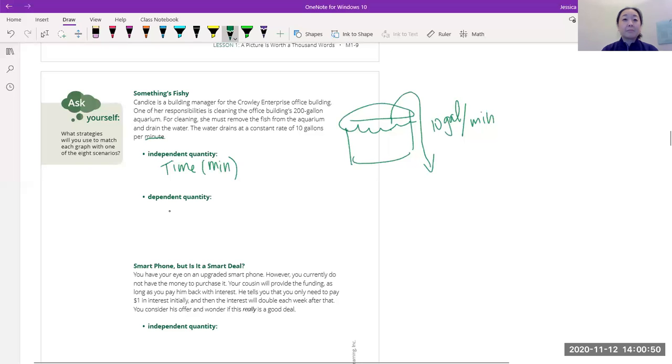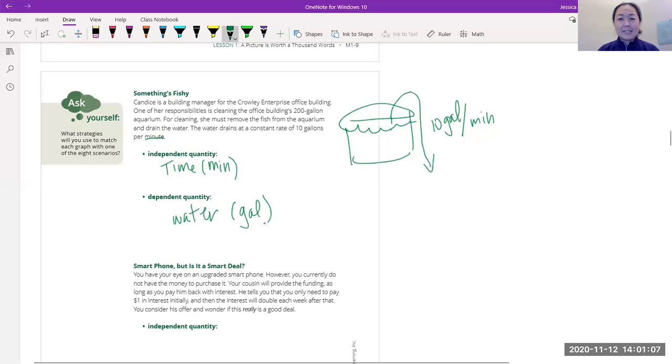So was it the water that is left, or is it the height of the water? There's a lot of different things. Let me just make sure. Nope, just water in gallons. It's going to be the water. I would like to be more specific, but we'll just go with water in gallons.